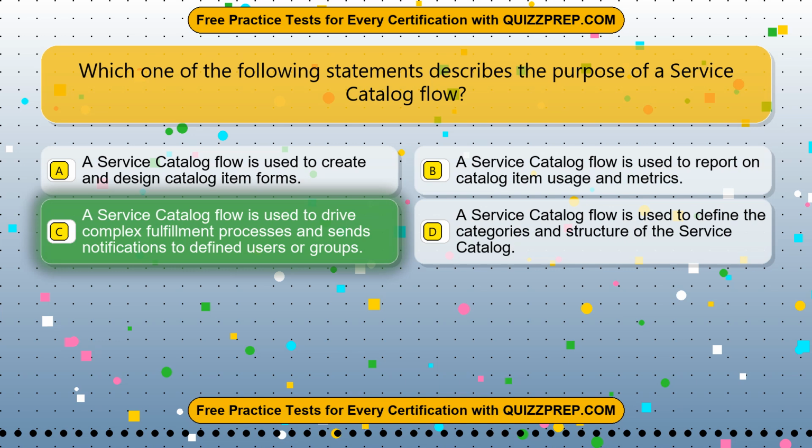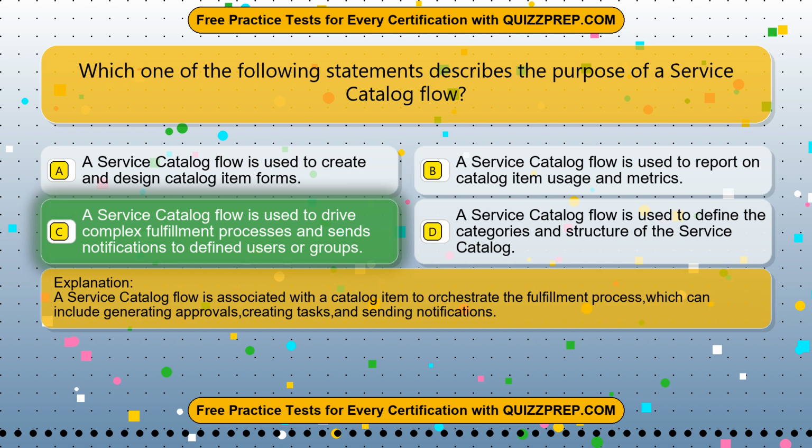The correct answer is option C. A service catalog flow is used to drive complex fulfillment processes and sends notifications to defined users or groups. A service catalog flow is associated with a catalog item to orchestrate the fulfillment process, which can include generating approvals, creating tasks, and sending notifications.